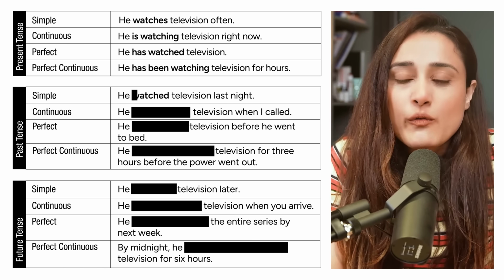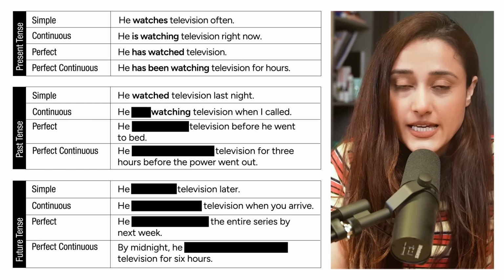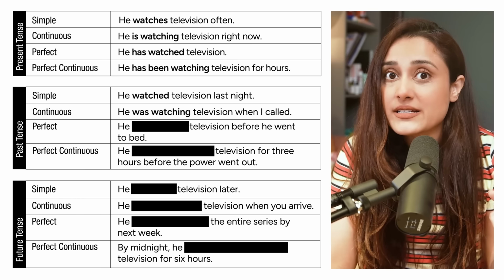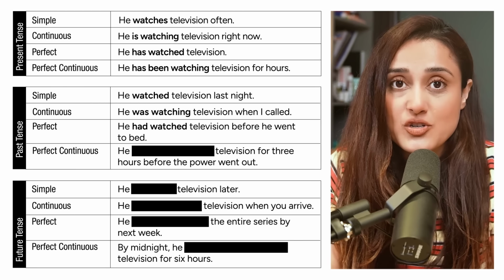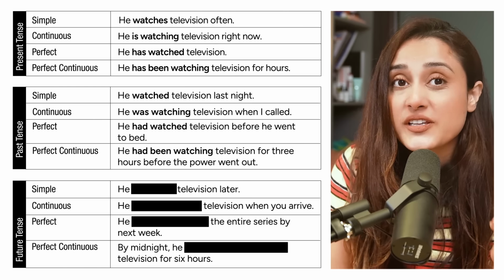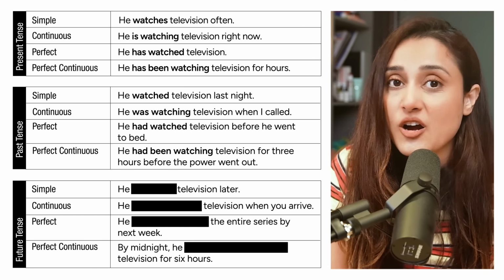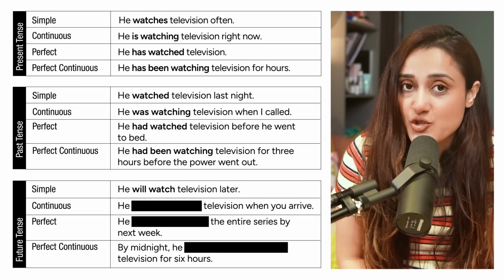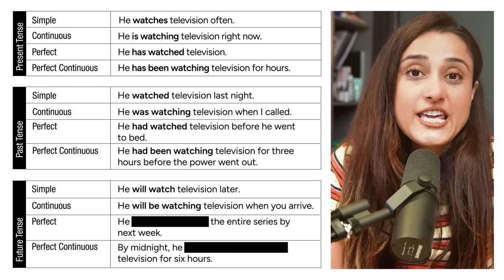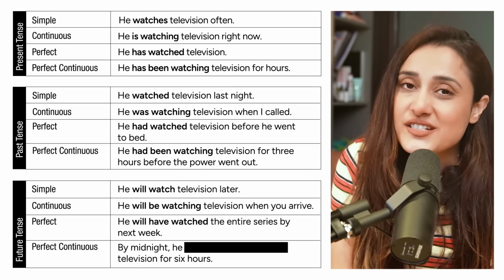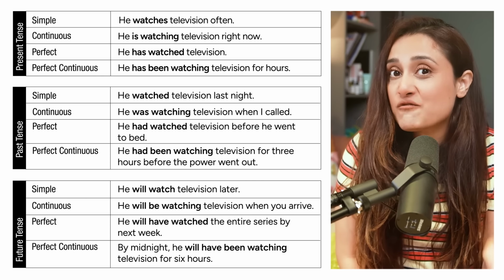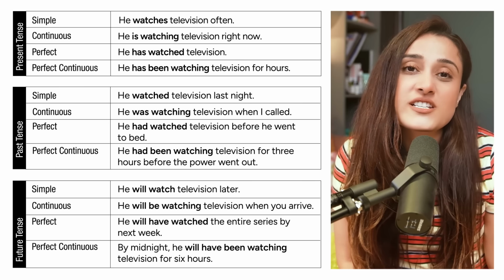You get it? He watched television last night. He was watching television when I called. Television, call. 2 events. He had watched television before he went to bed. He had been watching television for 3 hours before the power went out. He will watch television later. He will be watching television when you arrive. He will have watched the entire series by next week. By midnight, he will have been watching television for 6 hours.